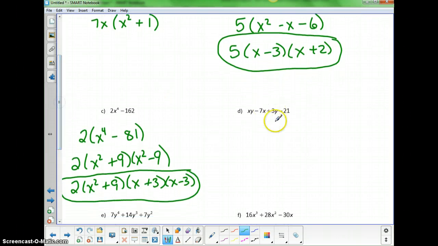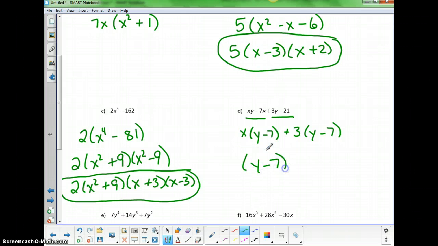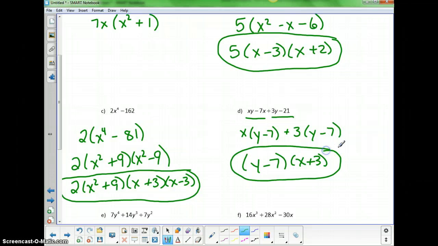Okay, D, there are 4 terms. You cannot divide them all by some number, so we're going to go right ahead to 4 terms means use the grouping method. The first 2 terms have an x in common. When I take the x out, I'm left with y minus 7, plus, I can divide these both by 3, so they have a 3 in common. Divide by 3, I'm left with y minus 7. Now y minus 7 is a thing in common, and what's left is x plus 3, and that's factored.